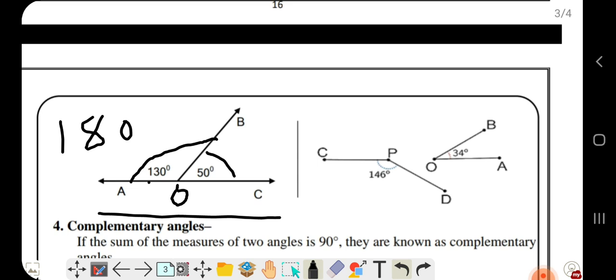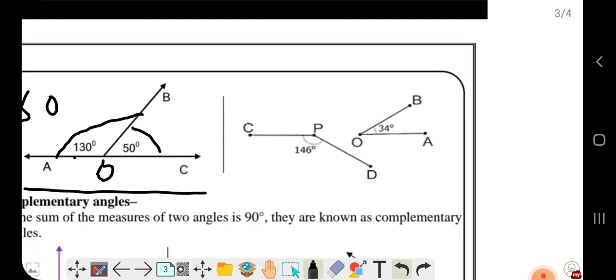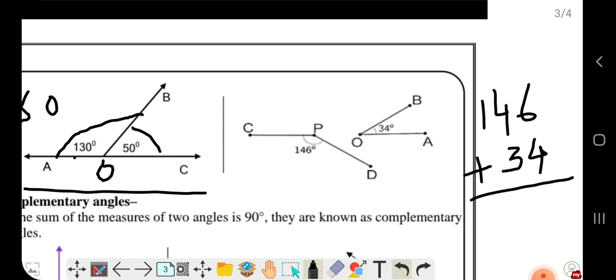Now in the second diagram, angle CPD is 146 and AOB is 34. If we add these two angles, then what will we get? 6 plus 4 is 10, carry 1, 1 plus 4 is 5, plus 3 is 8, and this 1. So the sum is 180, and according to the definition, these two angles are supplementary angles.